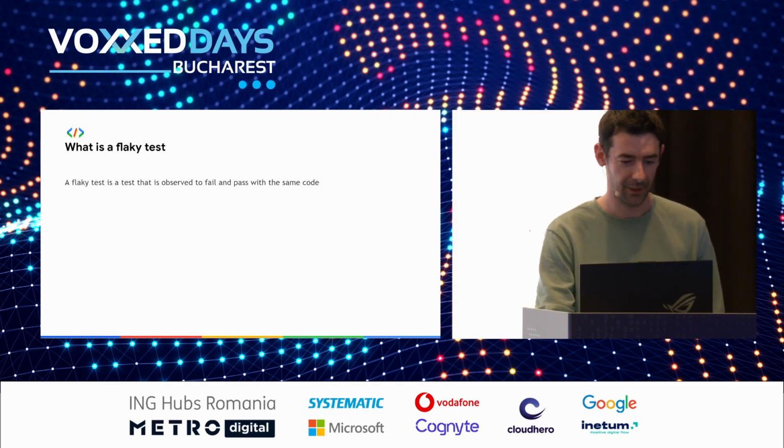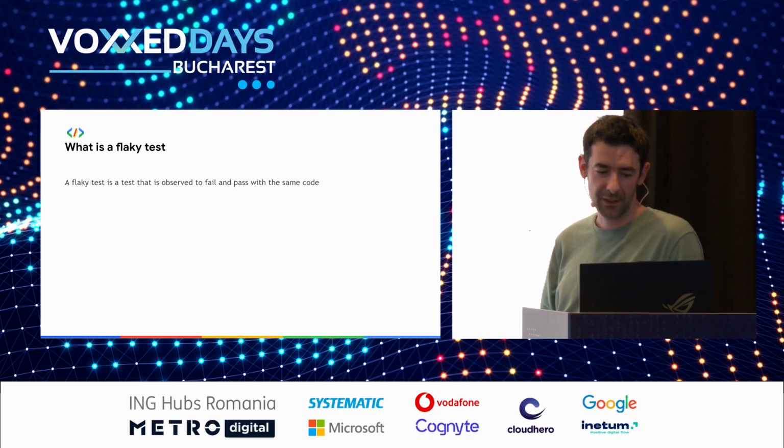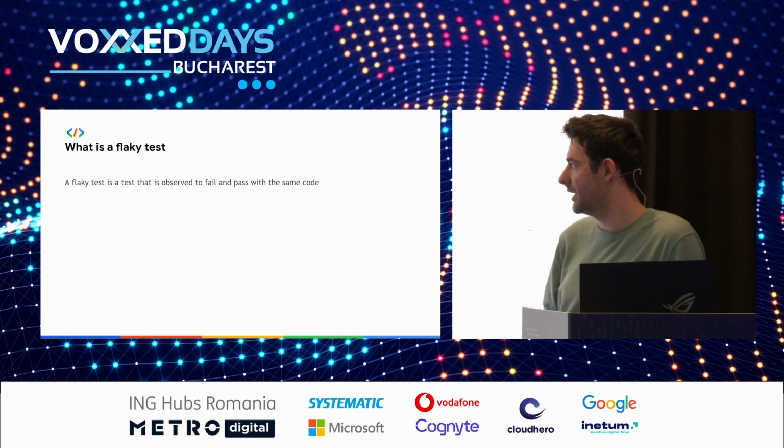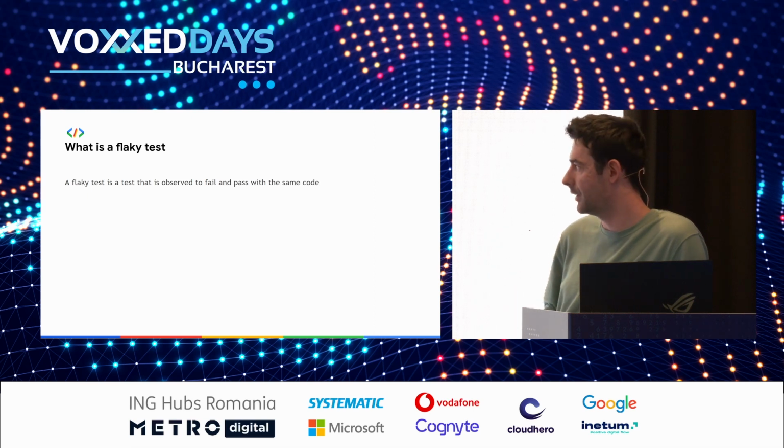So what is a flaky test? The proper definition is a flaky test is a test that is observed to fail and pass on the same code. On the same code, meaning the same code that you've introduced in that particular pull request or Git revision, whatever.